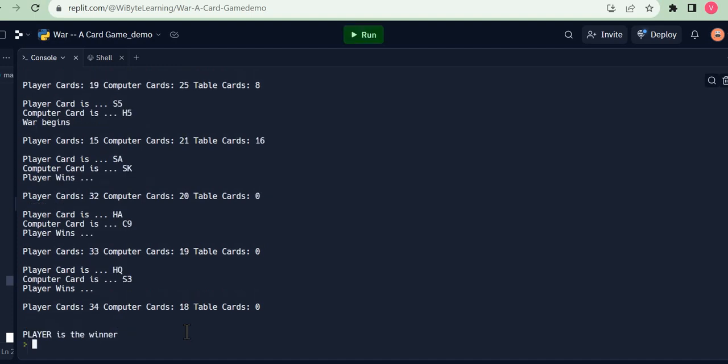I think in this game, the player has an upper edge. The player has 34 cards at the end of the game and the computer has 18 cards. Like I said, we are going to see in detail how this whole thing works as we go along, but this is how broadly the game works. Quite interesting, a lot of logic.